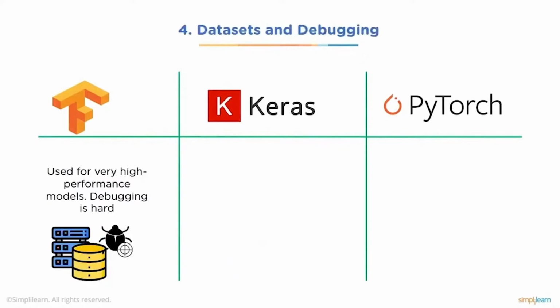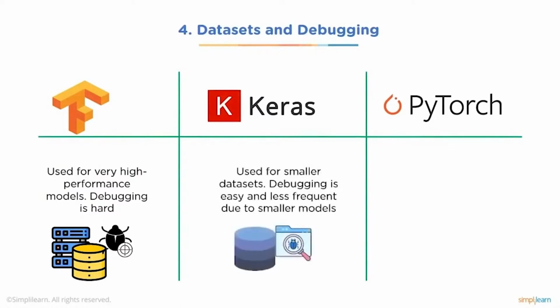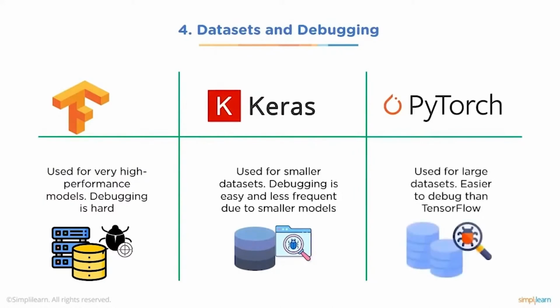Datasets and debugging. TensorFlow works with large datasets due to its high execution speed, and debugging is really hard in TensorFlow due to its complex nature. Meanwhile, Keras only works with very small datasets as its speed of execution is low. Programs do not require frequent debugging in Keras as they are relatively simpler, and PyTorch can manage high-level tasks in higher dimension datasets and is easier to debug than both Keras and TensorFlow.